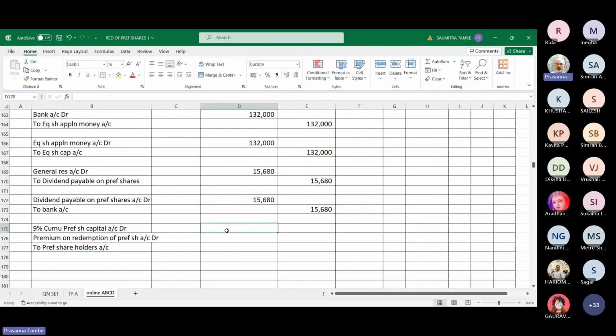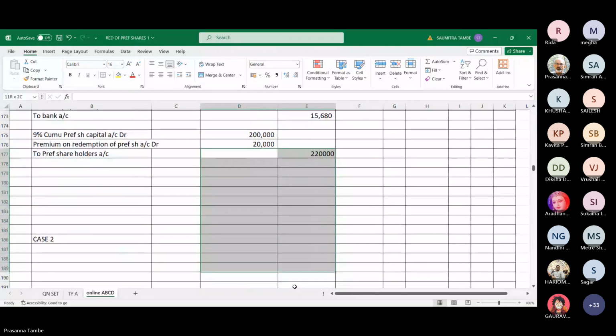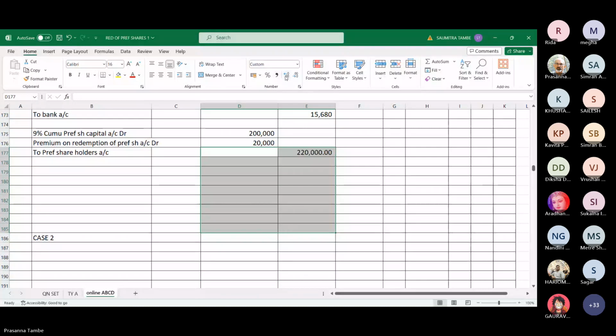9% cumulative preference share capital account debit, 2 lakhs. Premium is 20,000 and total amount payable is 2,20,000. Cumulative preference share capital account debit, premium on redemption account debit to preference shareholders account. What will be the next entry?